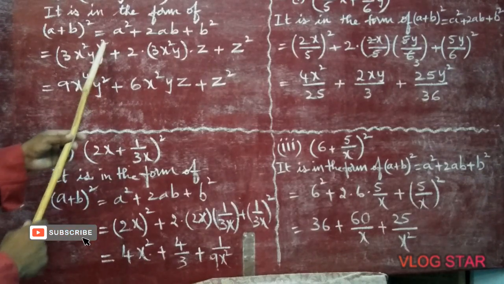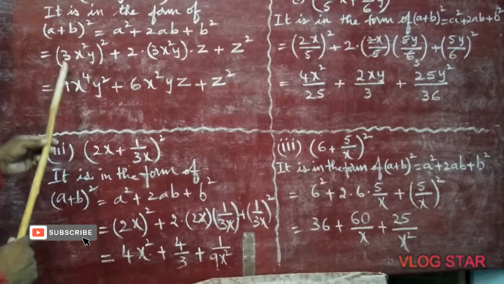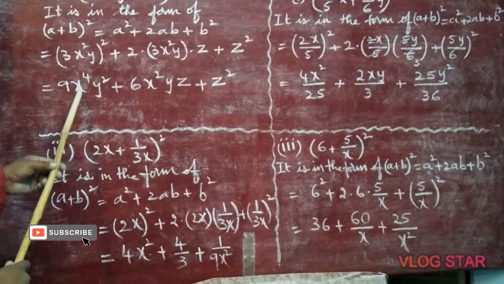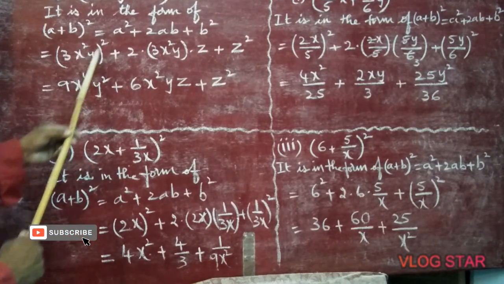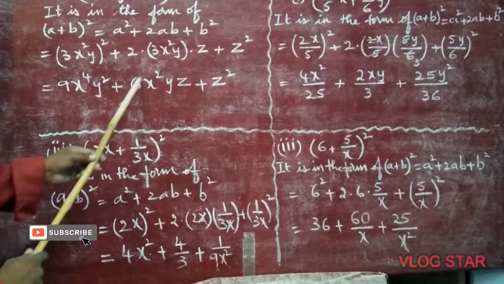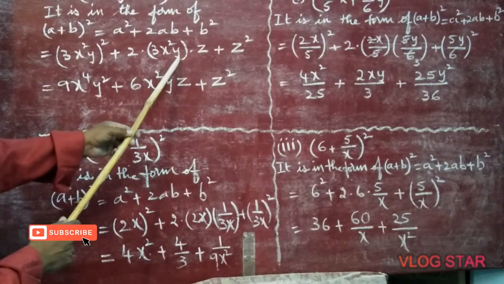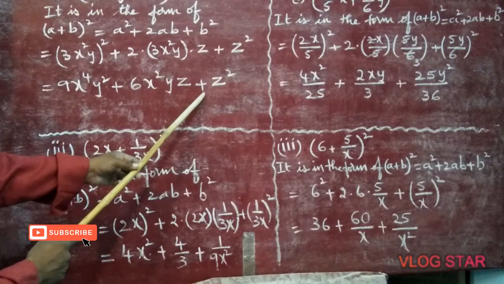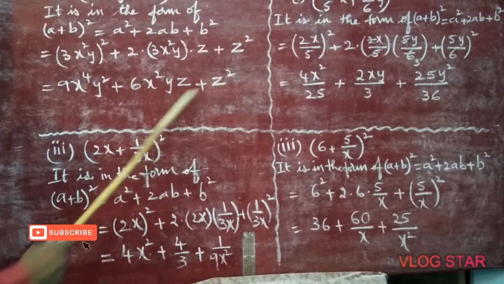Now apply this whole square for all the 3. 3 3s are 9, x to the power of 4, 2 2s are 4, y square, plus 2 3s are 6, x square yz, plus z square.